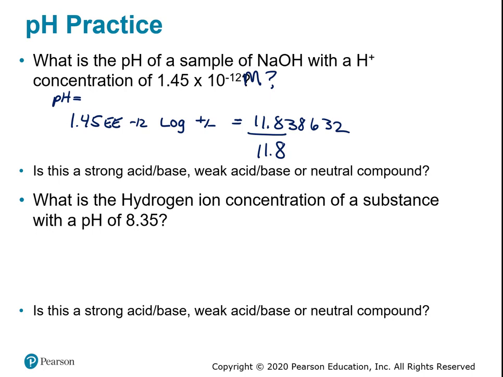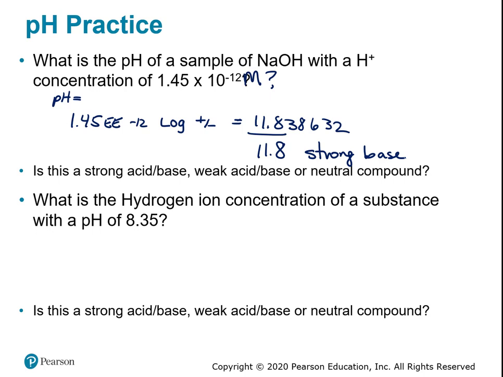It's a strong base. Right? Because remember we said anything that is above an 11 is pretty strong. Things that are in the 8, 9, 10 range are more in the mild base. So here's the second one.